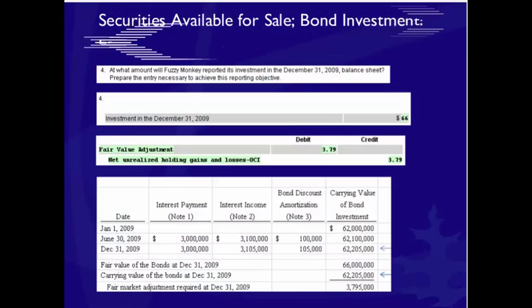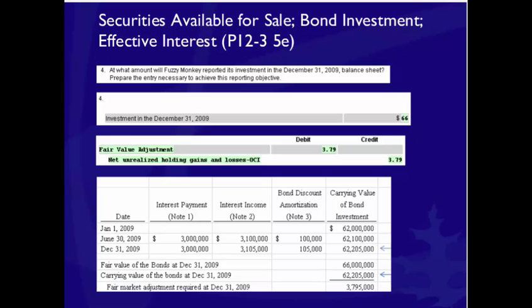On Part 4, the question asks, at what amount will Fuzzy Monkey report its investment in the December 31st, 2009 balance sheet? Okay, and they're going to record that at $66 million because that's the market rate given in the problem. Now, when we look to the bottom of the screen, you see that the book value as of December 31st, 2009, or the carrying value of the bonds, is equal to $62,205,000. So we need to record a fair value adjustment.